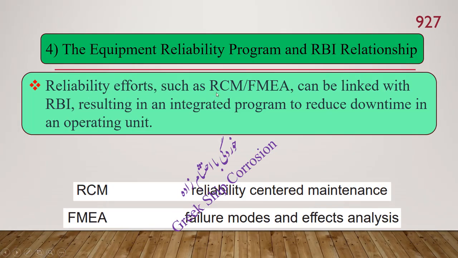Reliability efforts such as RCM and FMEA can be linked with RBI, resulting in an integrated program to reduce downtime in an operating unit. RCM stands for Reliability Centered Maintenance, and FMEA stands for Failure Modes and Effects Analysis.